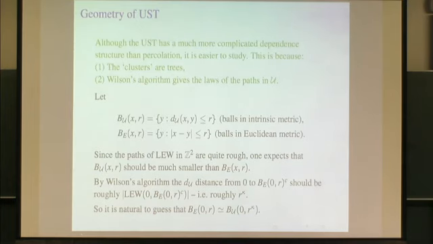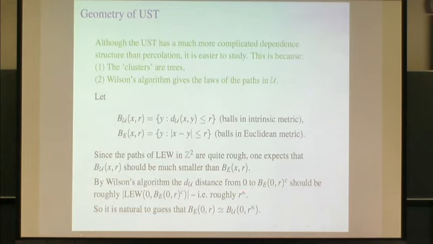So we can look at the geometry of the uniform spanning tree, either its intrinsic geometry or the Euclidean geometry. We define the intrinsic metric, which is just the shortest path in the tree between 2 points, and I'm writing that as d_U. And then we have the intrinsic balls, and then, of course, we have Euclidean balls. Since the paths of the loop-erased random walk are quite rough, one expects that the intrinsic balls should be much smaller than the Euclidean balls.